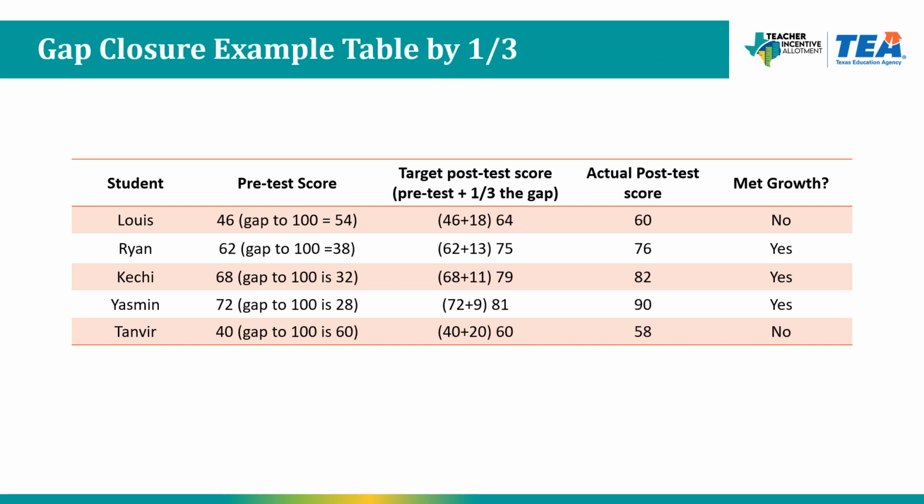Another way to do the gap closure model is to divide by 3 or 4, which would be a district's local decision. In this example, Tanvir scored a 40 on the pretest. The gap between his pretest score and a perfect score is 60. 60 divided by 3 is 20. So he would need to show 20 points of growth between the two assessments and score at least a 60% on the post-test to show growth. Although he was close, Tanvir did not meet his growth target as he scored a 58.